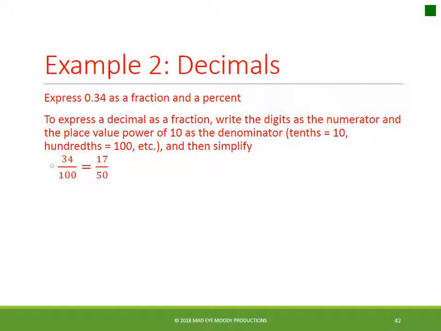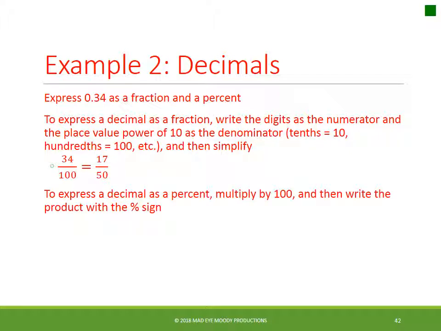Of course, you always want to simplify your fractions to lowest terms unless you are instructed otherwise. So we can divide by a common factor, which here is the number 2, and we end up with a simplified fraction of 17/50ths.